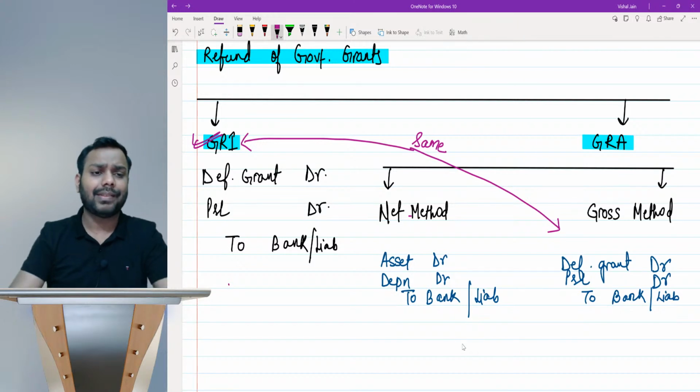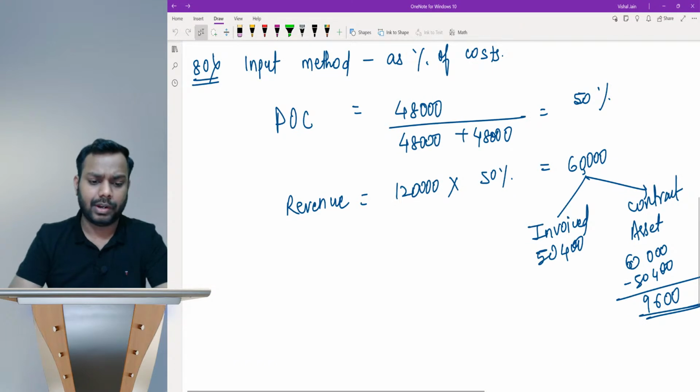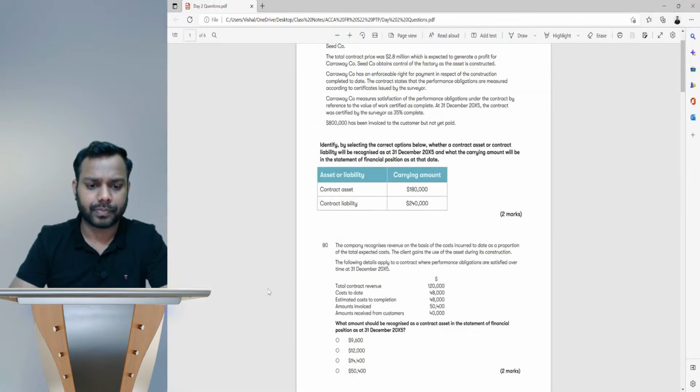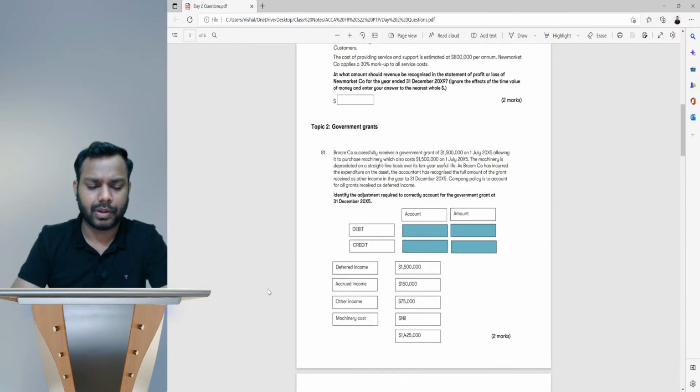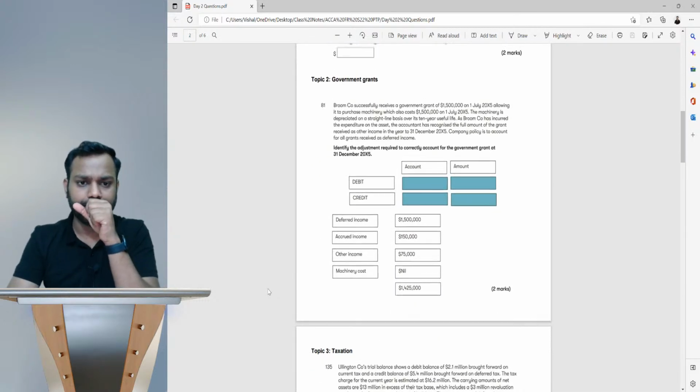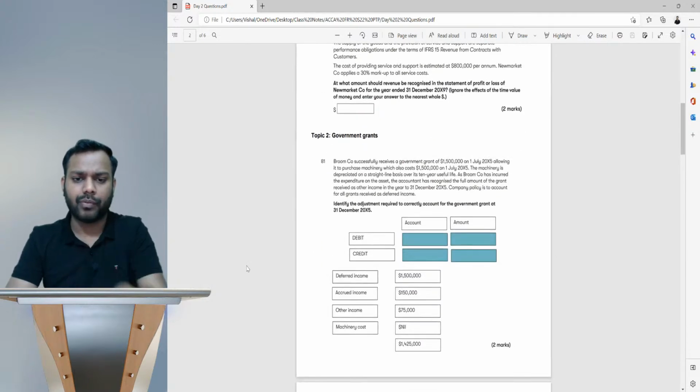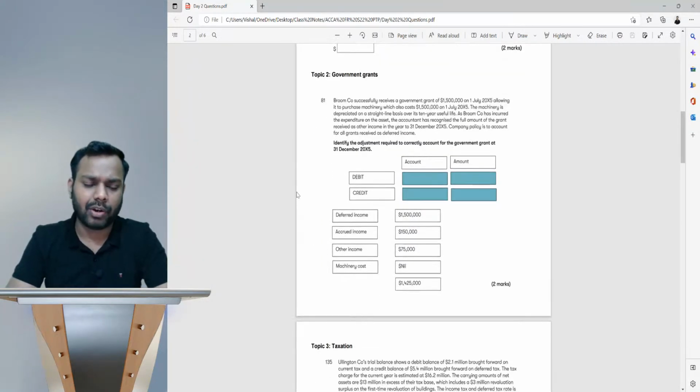Now let's solve a question on this one. There is one question, 88, that you have to solve on revenue. I am solving question number 81 on government grant.